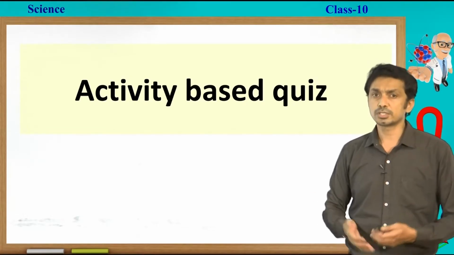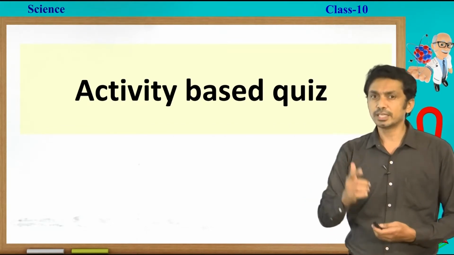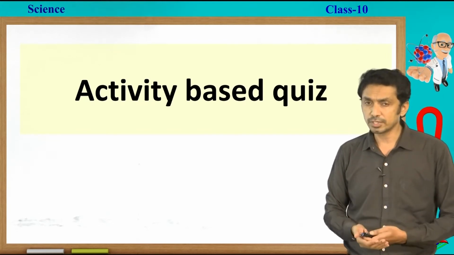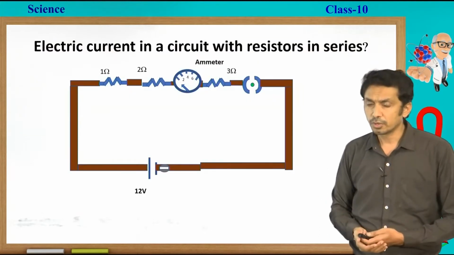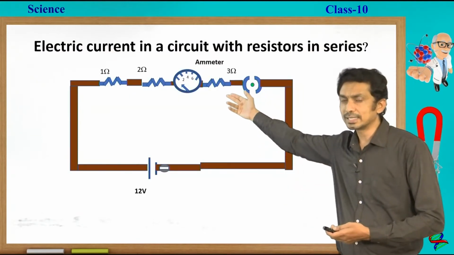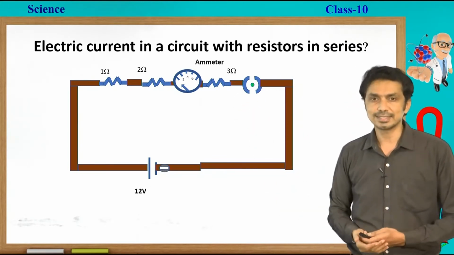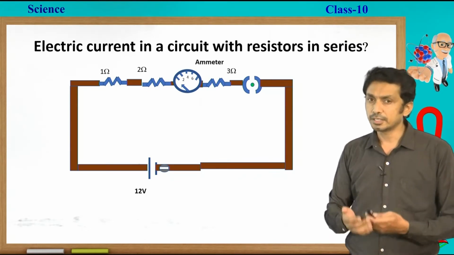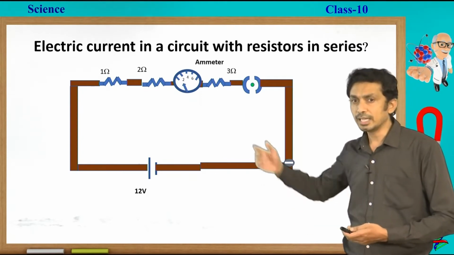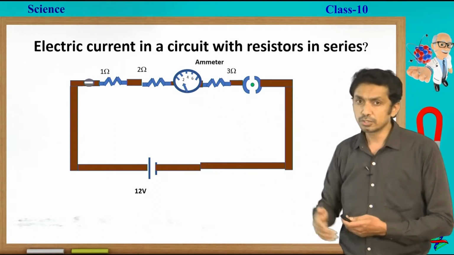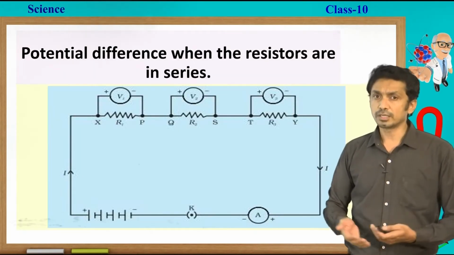So children, you just saw this activity. What do you conclude? In order to check whether we have learned through this activity, let us have an activity based quiz here. Now children, what will be the value of electrical current when we connect the ammeter between the 2 ohm and 3 ohm resistors? Yes, you are right. Let us see. Yes, again the value of electrical current is 2 ampere.